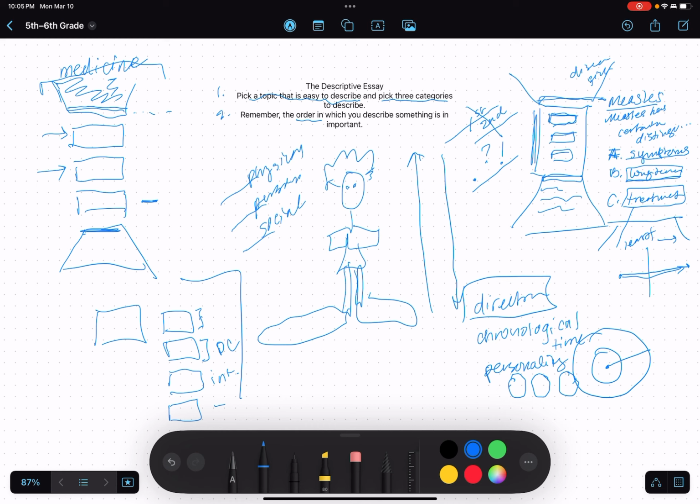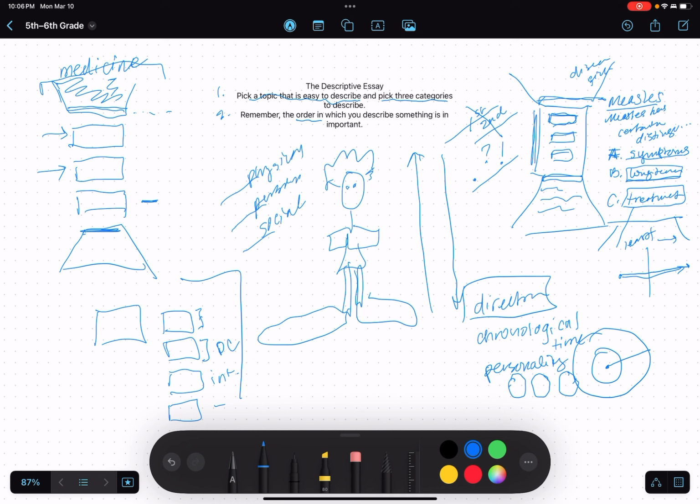You could pick your favorite store. You could describe your favorite board game. You could describe your favorite book series. So these would all fall into a descriptive essay. Now, again, I caution you, be very careful not to make this a persuasive essay. It could very easily become one.